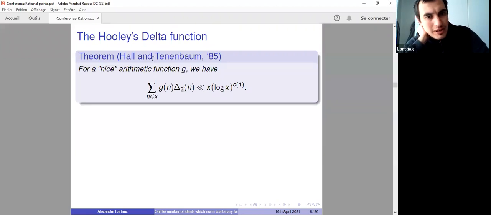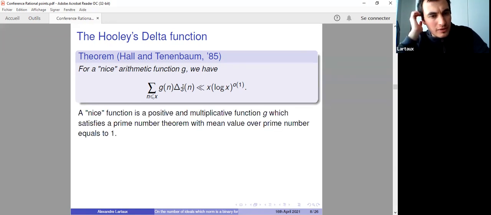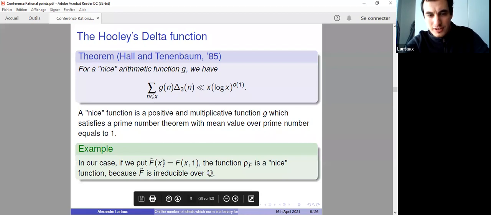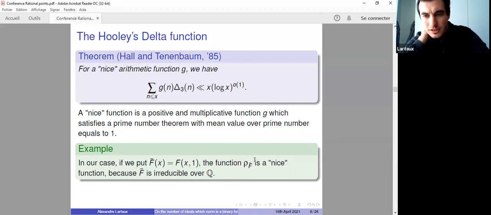A theorem enunciated by Hooley and Tenenbaum gives us an upper bound of the mean order of delta 3 of n when we weight by a nice function g. And what I call a nice function is a positive and multiplicative function which satisfies the prime number theorem with mean value over primes equal to 1. As an example, in our case, if we put f tilde of x, which is just f of x, 1, then the function rho f tilde, which counts the number of roots of f tilde mod n, is a nice function because f tilde is irreducible over Q.